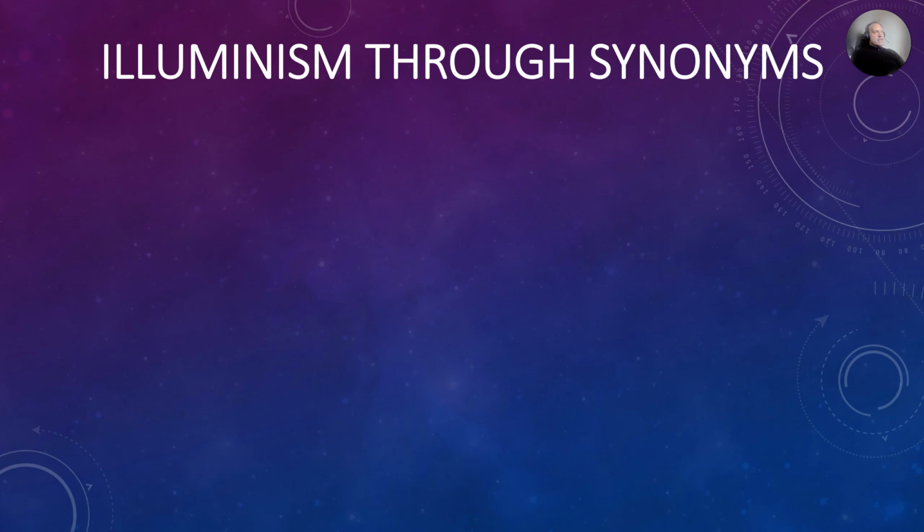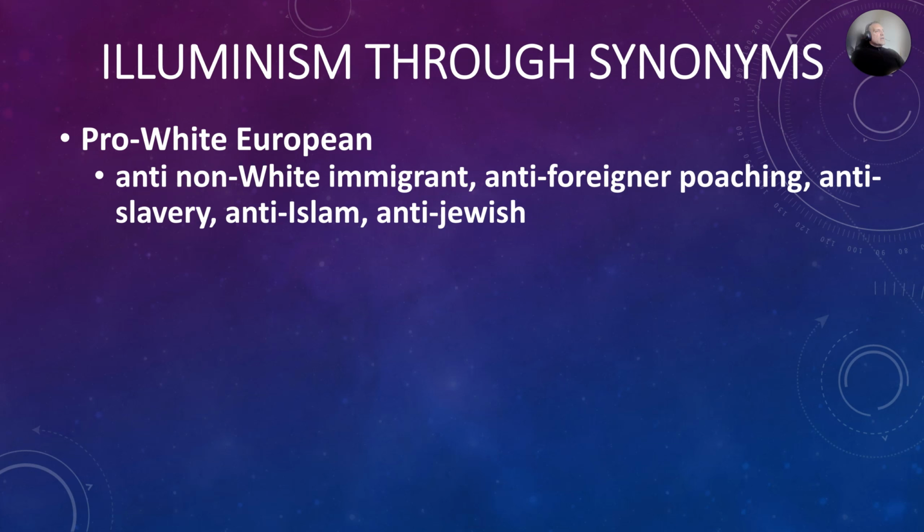So Illuminism through synonyms. This isn't really a list of synonyms. It's more like statements, but it could be turned into synonyms. So let's see. Pro-white European is Illuminism, and it's also anti-non-white immigrant, right? And anti-foreigner poaching. So this came up saying, well, what about highly meritorious people of other races?